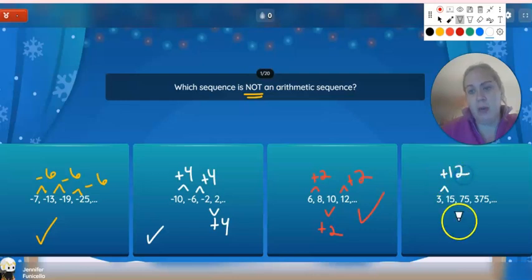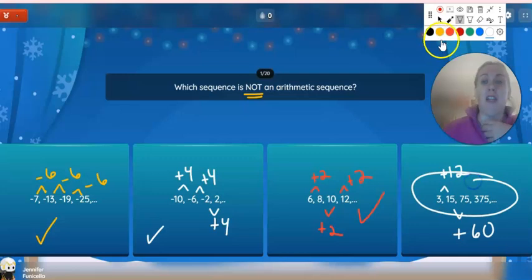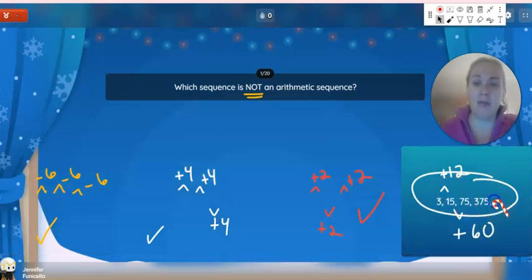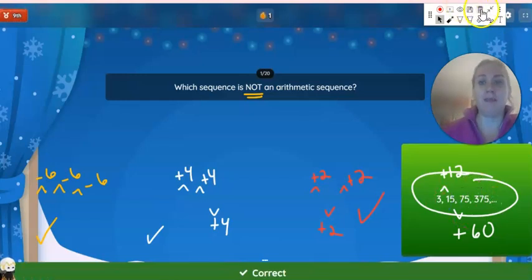So it looks like we added 12 for the first one and then added 25, 35, 45. 65, 75, 60 for the second difference. That is definitely not arithmetic. So we're going to select that last one as our final answer.